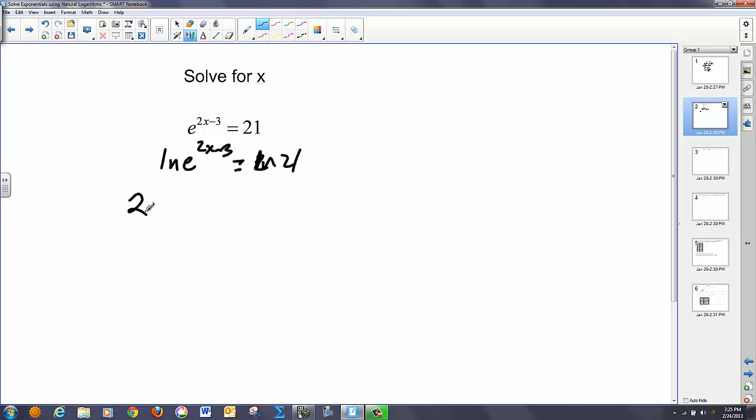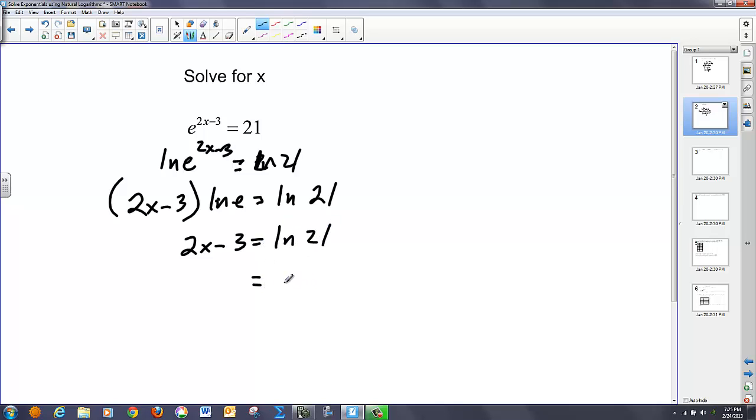And bring the power out in front, so that's 2x minus 3. That quantity is multiplied by the natural log of e, and that's equal to the natural log of 21. Natural log of e is 1, so I have 2x minus 3 equals the natural log of 21. Simply add 3 to both sides, and then that's going to equal 2x. So x equals the natural log of 21 plus 3 over 2.